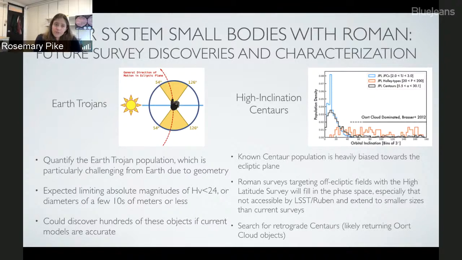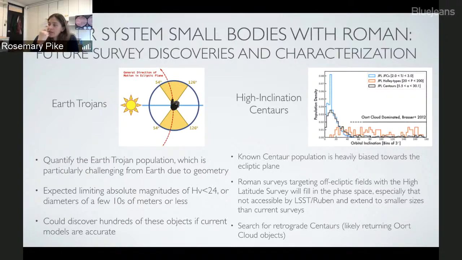So when we search for solar system objects, people tend to search along the ecliptic plane because that's where most of the objects are. So you find the most things if you look where the most things are. But we're biased then against finding these things that are off the ecliptic plane, and high inclination centaurs are dominated by the Oort cloud populations. So finding, say, incoming Oort cloud objects is something that would be really great to understand better.